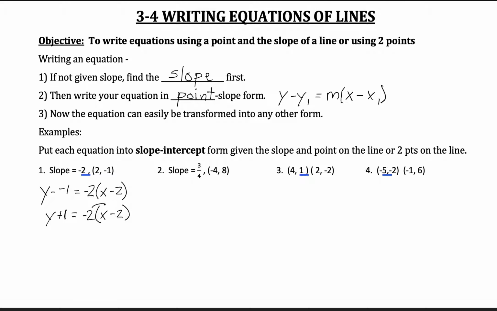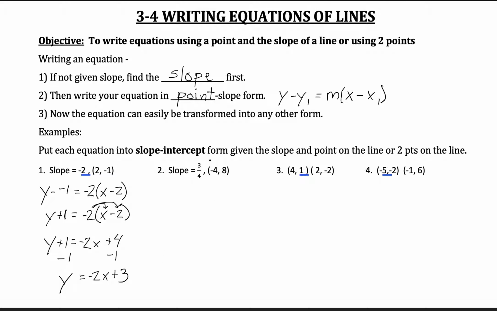So first thing we need to do is distribute. We're going to take our negative 2 and distribute through the x and the 2. So we have y plus 1 equals negative 2x plus 4. Then we subtract the 1 from both sides, and we get y equals negative 2x plus 3. Now it's in slope-intercept form, which we were asked to put it in.